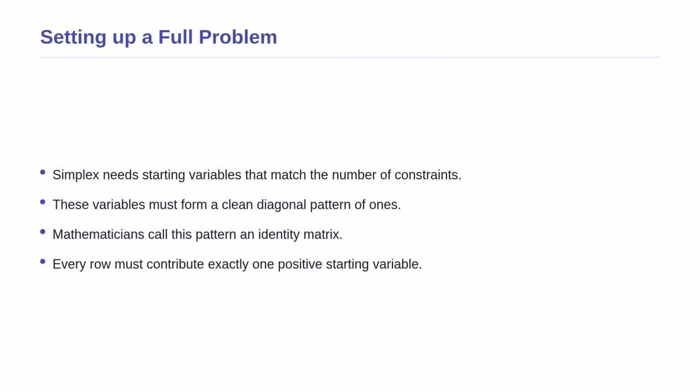Now that we have used this trick on a single equation, let us understand the broader goal. The simplex method needs a starting set of variables that perfectly match the number of constraints in the entire problem. More specifically, these starting variables must form a clean diagonal pattern of ones across the equations. Mathematicians call this an identity matrix. Every row must contribute exactly one positive starting variable to this matrix. If a row naturally provides one, great. If it does not, we must intervene mathematically to ensure the identity matrix is complete.